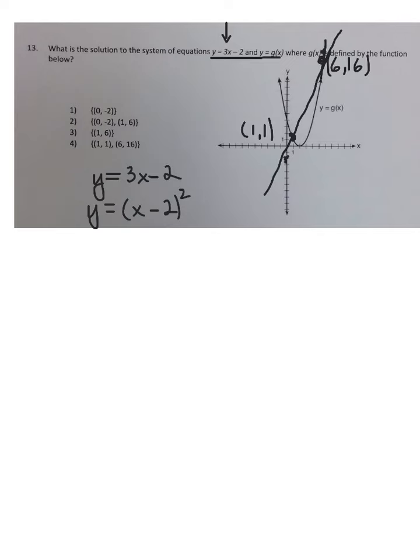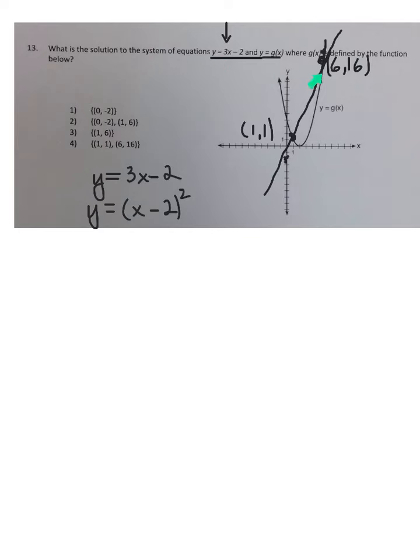Now, if you look at the question, it says, what is the solution below? So again, if you went down 2 and then up 3 over 1, you would see 1, 1 is one of the solutions. And if you go over here, the only one that's got that is choice 4. Okay? Now, I just want to draw your attention to what I wrote down here. So here's y equals 3x minus 2 right here, right?